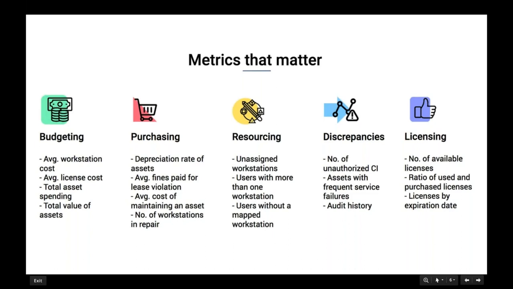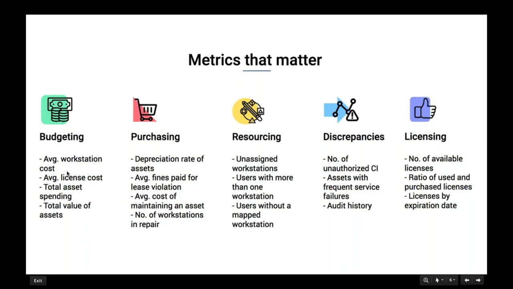So I have created 5 sections for asset management and the type of reports that you can run for it. The first section is budgeting. So whenever we go to procure assets, we wonder, what would be the budget required for procuring assets? So we have to somehow forecast the expenditure, and to do that, it'll be really helpful if we have historical data handy with you.